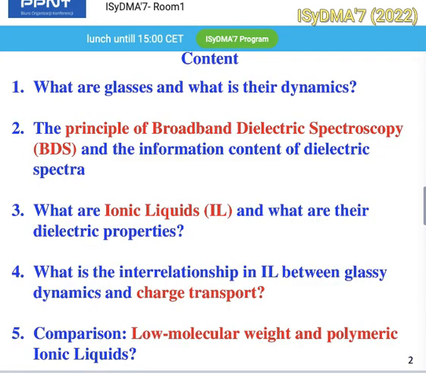I have organized my talk in several sections. Briefly, I will speak about what glasses are and what their dynamics is. I realized that in this conference, mainly solid state materials are in focus, while I will speak about soft glasses, which are typically realized in soft matter systems like polymers, but also liquids and elastomers and so on. Very briefly, I will speak about broadband dielectric spectroscopy.